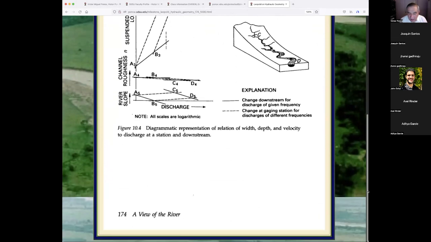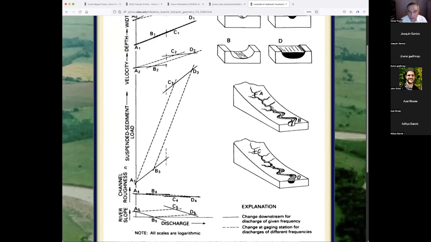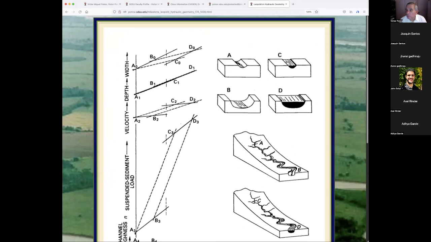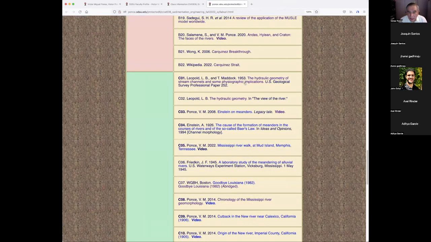So by looking at these variations or these formulas, the data, one could determine the hydraulic relations or hydraulic geometry for any river as a matter of fact, in the world. And this has been done in many places. So this is the study of Leopold.